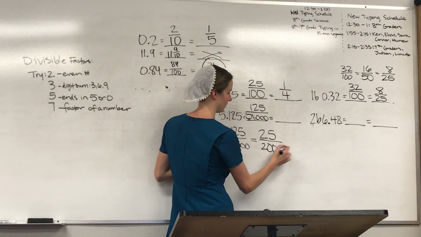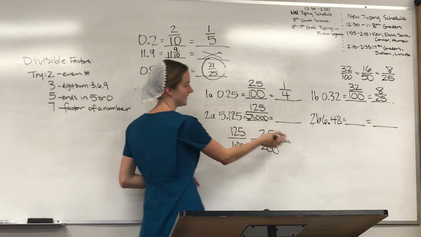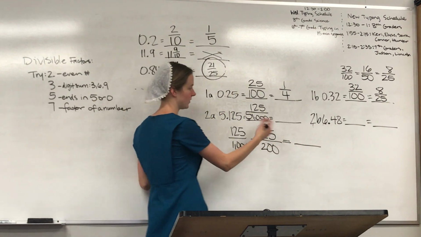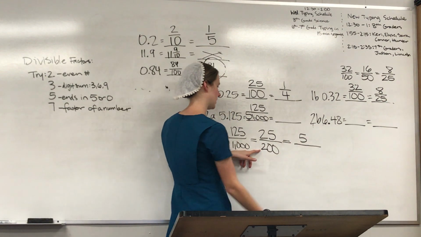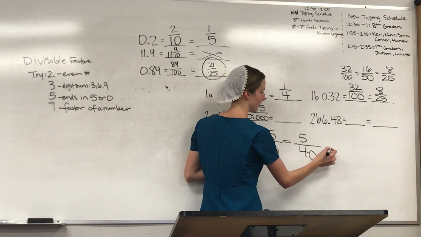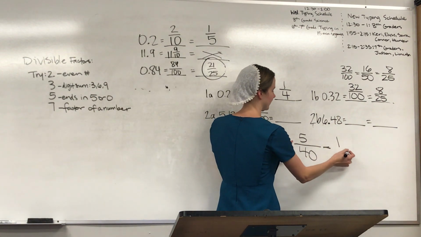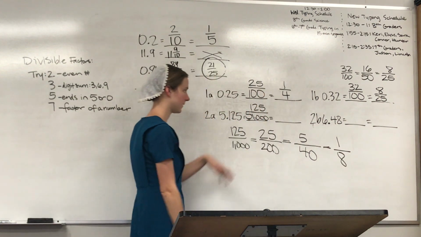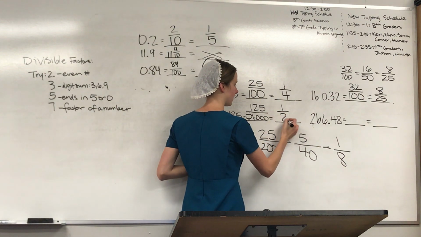Once again, you can work this on paper or in your brains. Now, it still ends in 5 and 0, with 25 and 200, so let's divide again by 5. 25 divided by 5 is 5. 200 divided by 5 is 40. Once again, we're not finished. Let's divide by 5 again. 5 divided by 5 is 1. 40 divided by 5 is 8. 1/8. So 5 and 125 thousandths is 5 and 1/8.